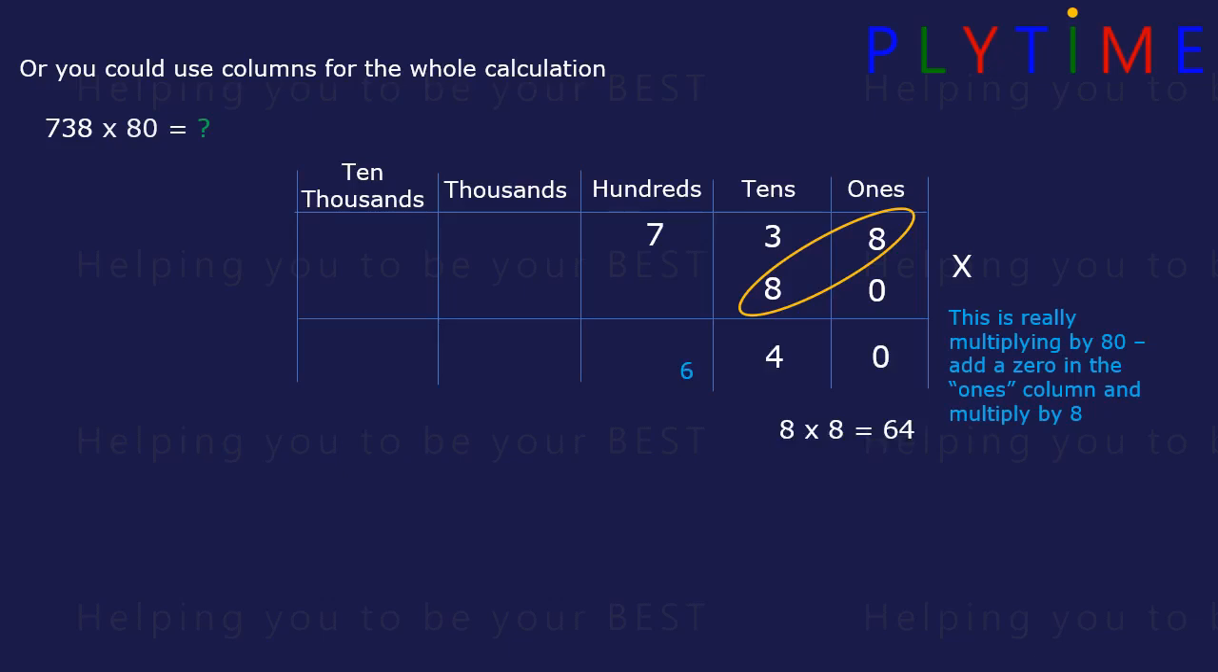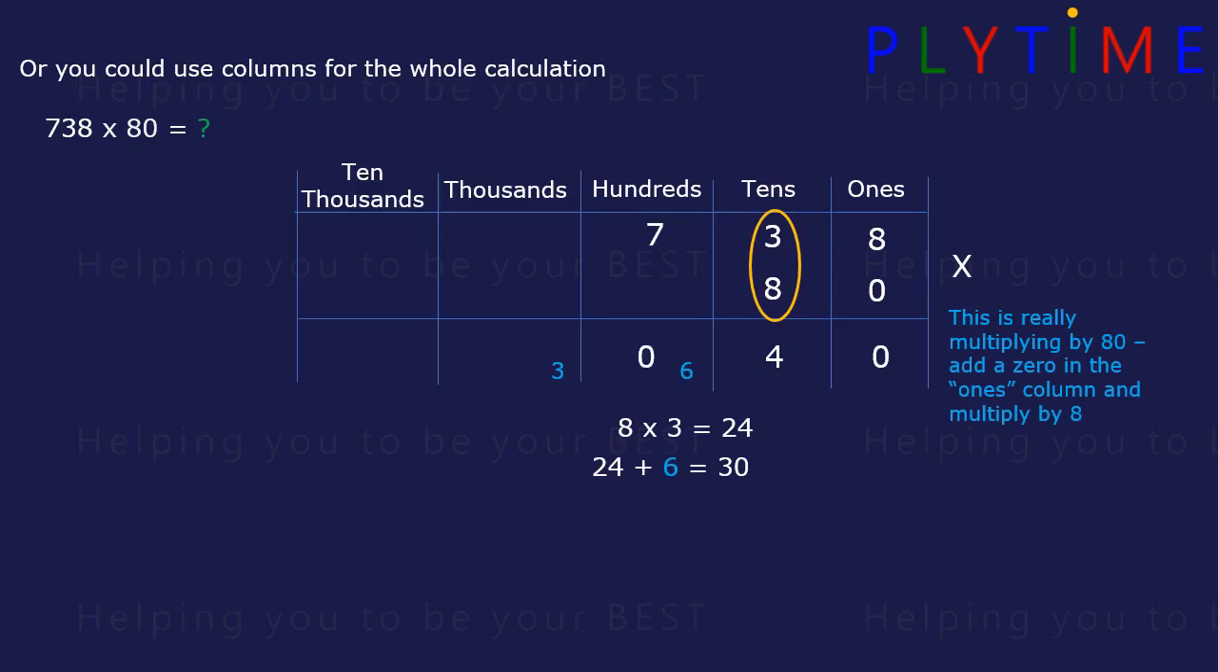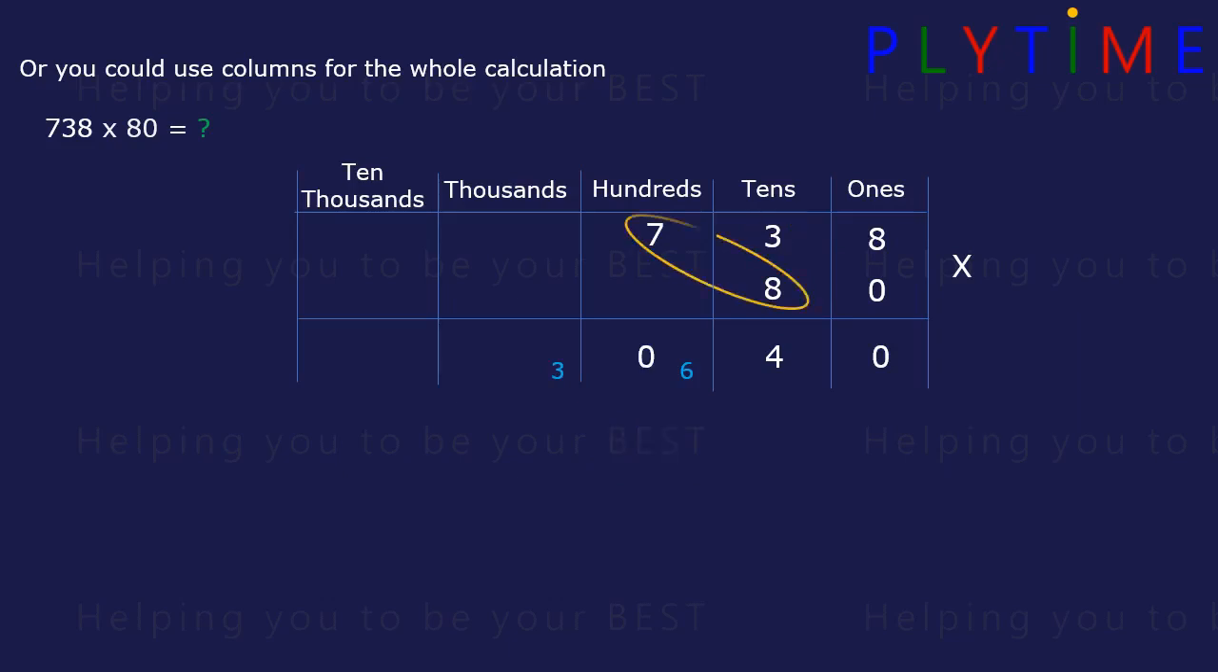Then 8 times 3 is 24, plus the 6 carried forwards equals 30. We write 0 and carry forward 3. Then 8 times 7 is 56, plus the 3 carried forward is 59. So our total is 59,040.